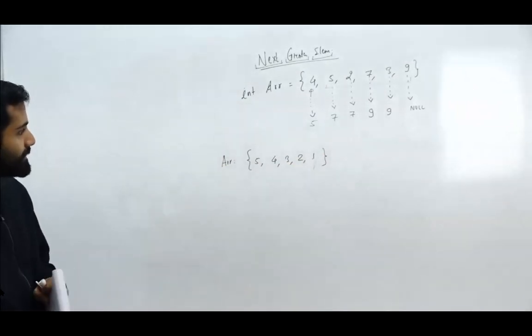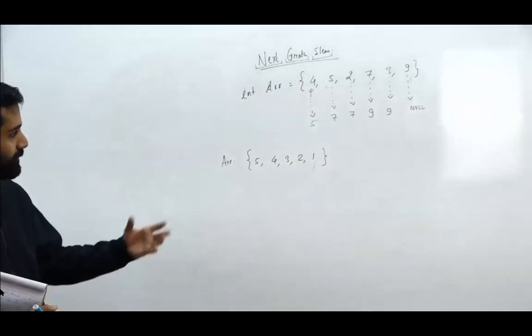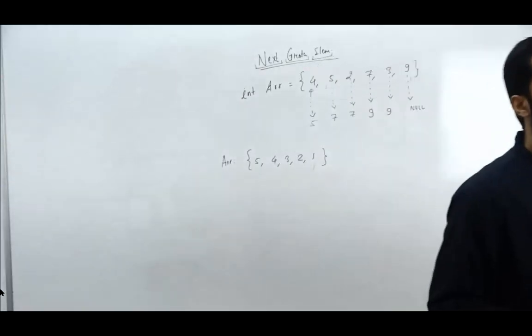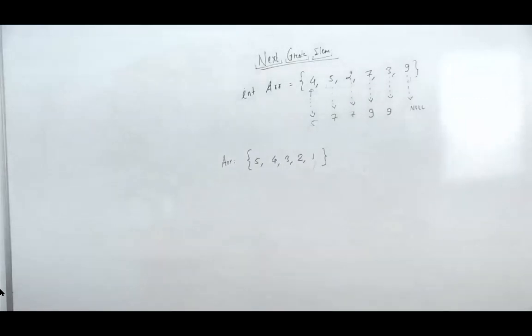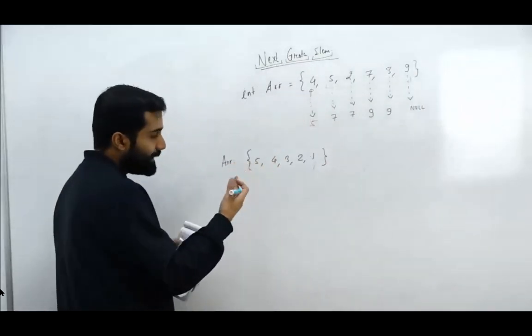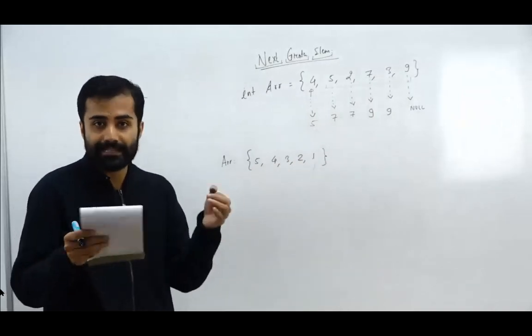Okay, what is the next greater of every element in this array? Next greater of 5, next greater of 4, 3, 2, 1. What is it? All null or all minus 1, because for no element, there is a greater element in the right side.